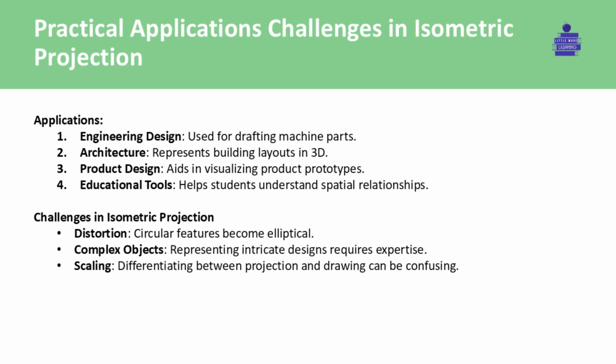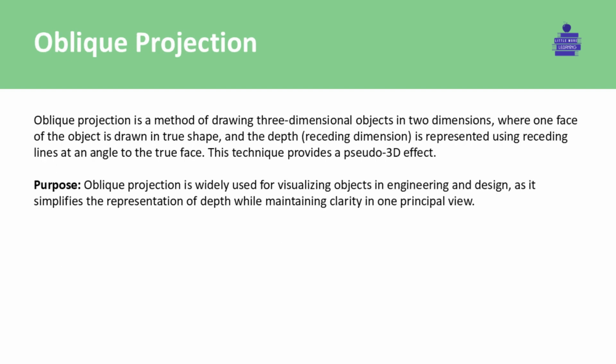However, we do face some challenges. Circular features become elliptical, which can be tricky to draw accurately, like trying to draw a perfect circle while looking at it from an angle. Complex objects with many intricate parts require considerable skill to represent correctly. And sometimes, people get confused between isometric projection and drawing scales. It's like mixing up metric and imperial measurements. Now, let's shift gears and discuss oblique projection.